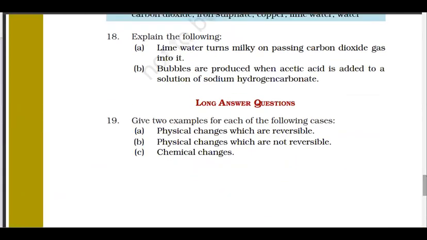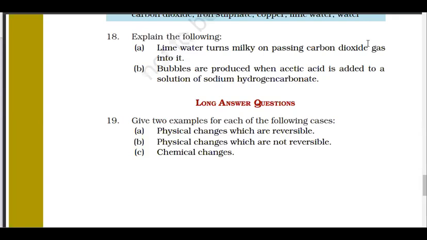Give two examples for each of the following. Physical changes which are reversible. I hope all of you can do that. Right? Physical change which is reversible. Melting of ice, right? Folding of cloth, right? Melting of butter. Yes, melting of wax.